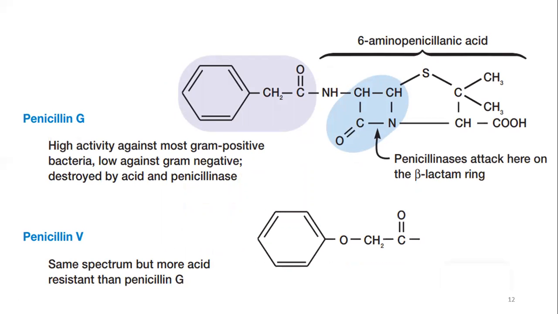We are having two types of natural penicillins. One is penicillin G and the other is penicillin V. Just look here at the structure. This is the thiazolidine ring. This is the beta-lactam ring. The combination of these two rings is basically known as the 6-aminopenicillanic acid. Okay, just keep these things for your MCQs.